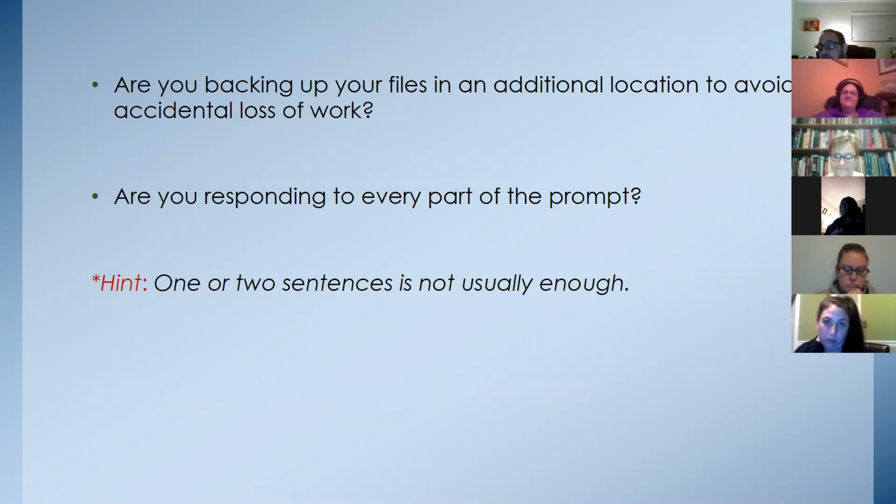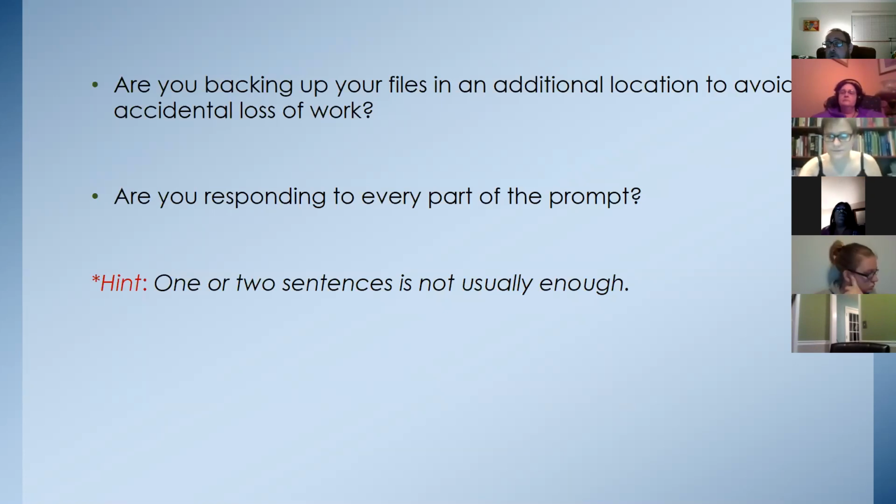But understand that that can happen. For myself, I use Dropbox, but you can also use OneDrive. You can use anything that you want. Just use something, okay? Especially since you're going to be revising and working on this over a period of time. It's not just a one-shot deal.